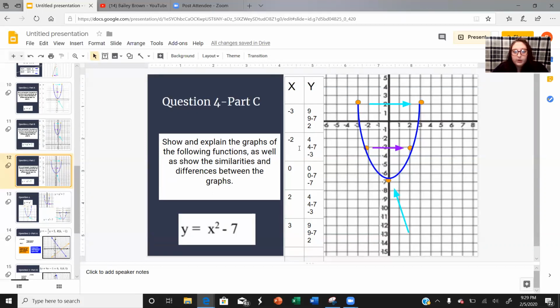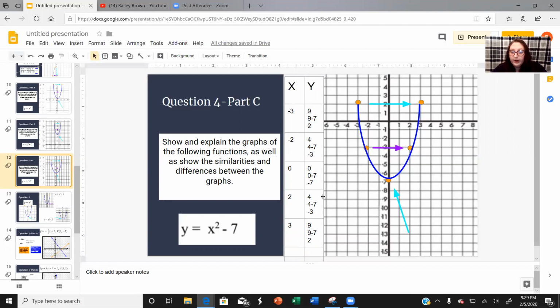Our x point is going to be -2, and -2 squared is 4. 4 minus 7 is going to be -3. So we're going to go over 2 to the left because it's a negative, and down 3 because it's a negative. Our 0 point, 0 squared is 0, and 0 minus 7 is going to be -7. So we're going to go nowhere. We're going to stay right here on 0, and we're going to go down 7.